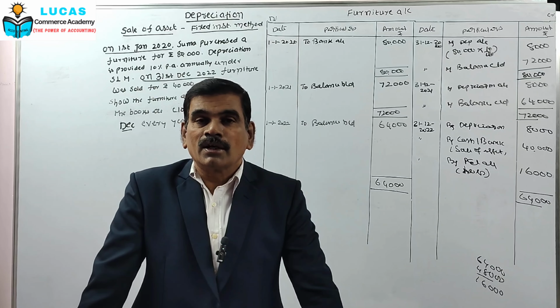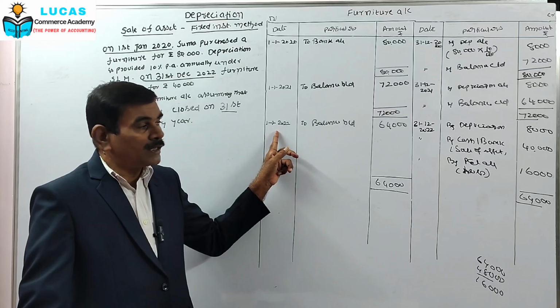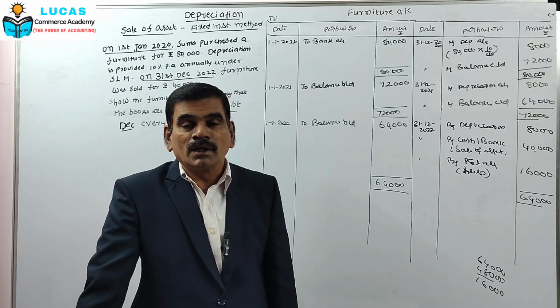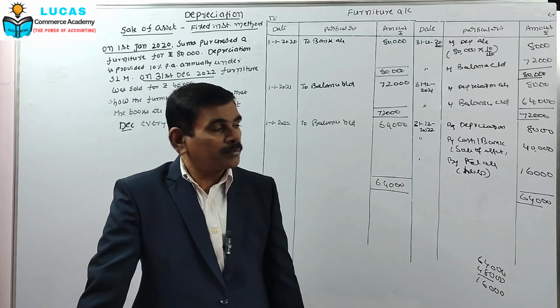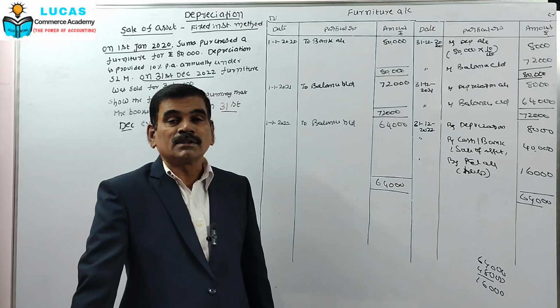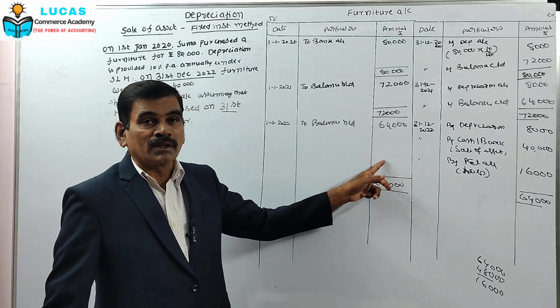Step 1, calculate the depreciation from the commencement of that year to the date of sale. Second step, make a journal entry for sale of asset. That means cash or bank account debit to furniture account. Then ascertain the profit or loss as the balancing figure of the furniture account.